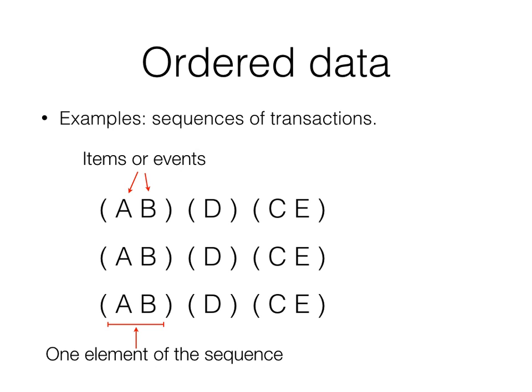We can have ordered data, so here we have sequences of transactions. So this is trying to show that item A and B happened together, then item D happened, then items C and E happened together. So the things in the brackets are one element of the sequence, and each letter is one item or event.